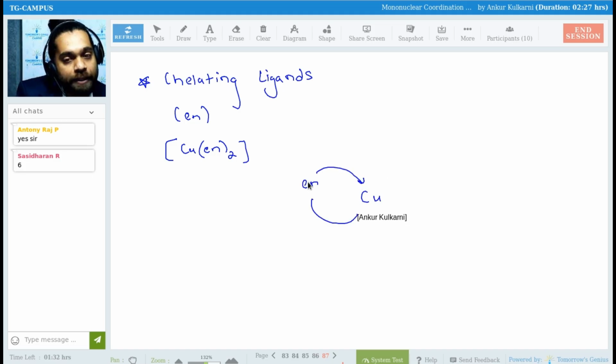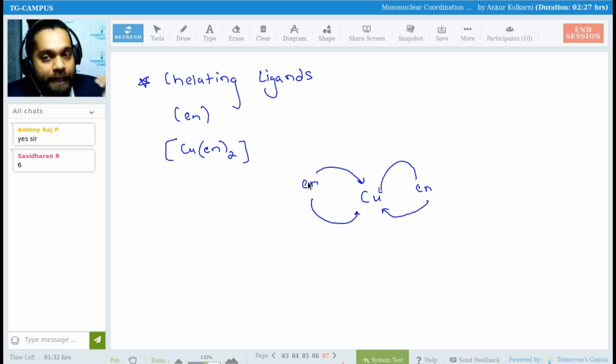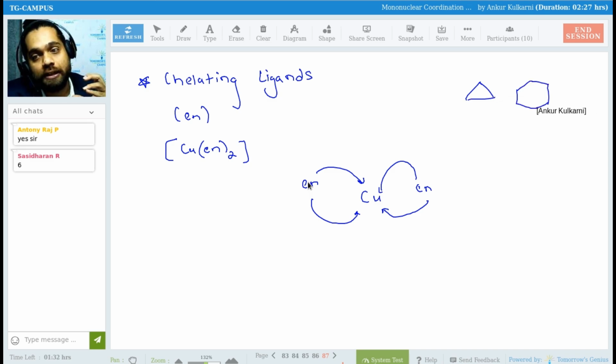Ethylene diamine, isn't it forming a cycle-like structure? It forms 4 bonds. Doesn't it form a closed cycle? Cycle means what? This is also a cycle. A closed structure is called a cycle. Are you getting it, everyone?